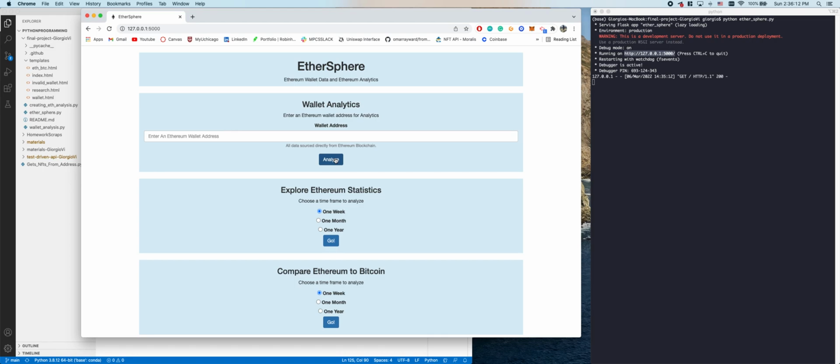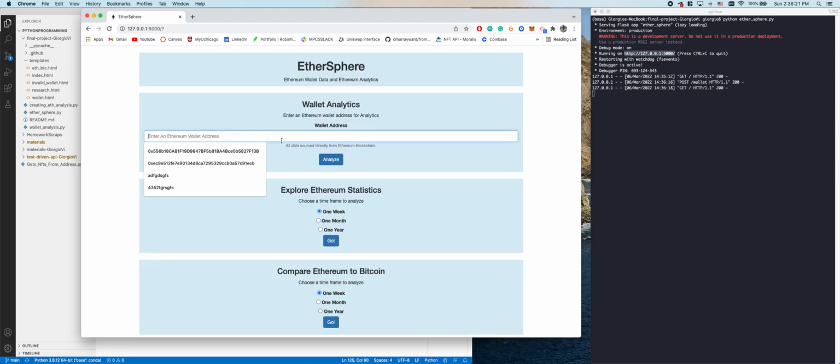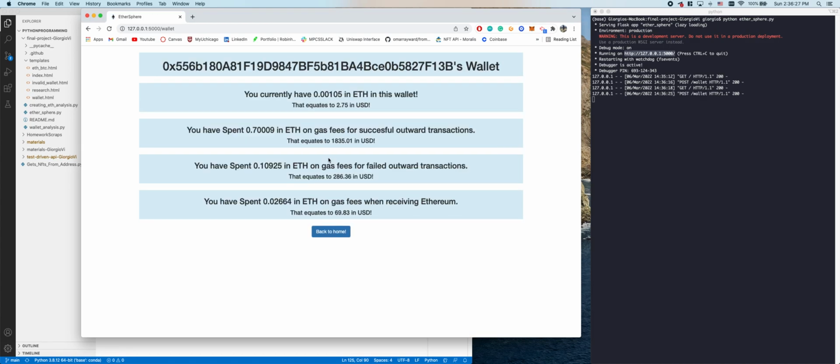So first of all, let's try to analyze just a blank wallet here. And of course, that's not a real wallet, so we need to take a look at it. So let's insert mine now. And when you run this, it's going to call the Etherscan API and look for 4 things about your wallet. First of all, being the holdings in your wallet. Unfortunately, I only have 0.00105 ETH, which is $2.75. So, not looking great for me right now.